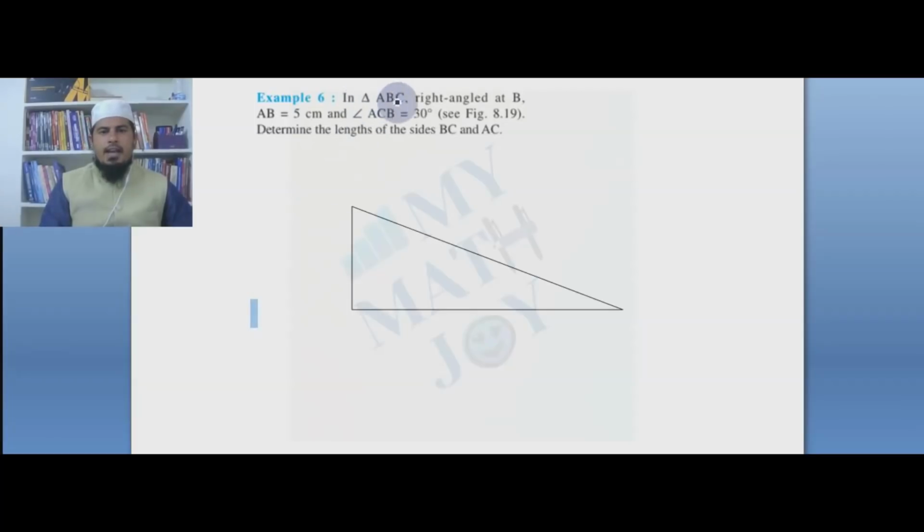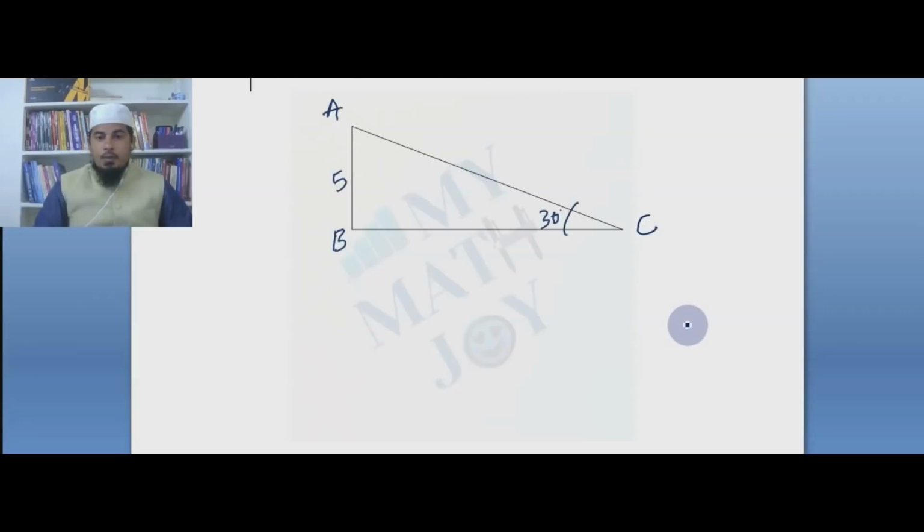He is telling triangle ABC, so let us take a triangle ABC, and AB is 5, so let us take AB as 5, and angle ACB is 30, so let us take it as 30, and determine the lengths of sides BC and AC. So BC, how much is it, we don't know, AC we don't know. How to do this problem now? One angle is given, one side is given, and with this information we can find all the sides.